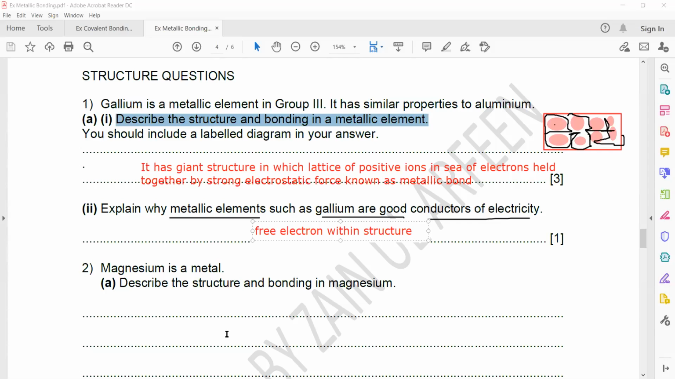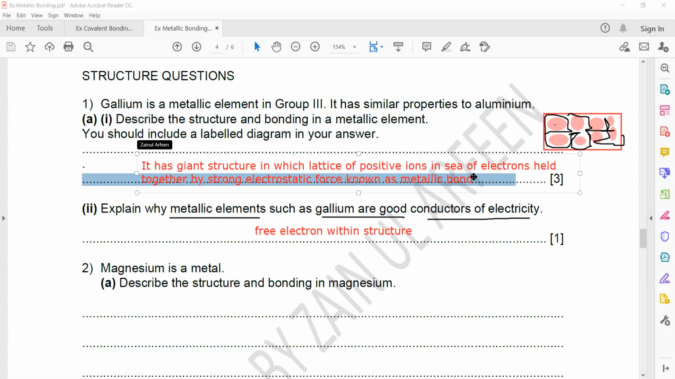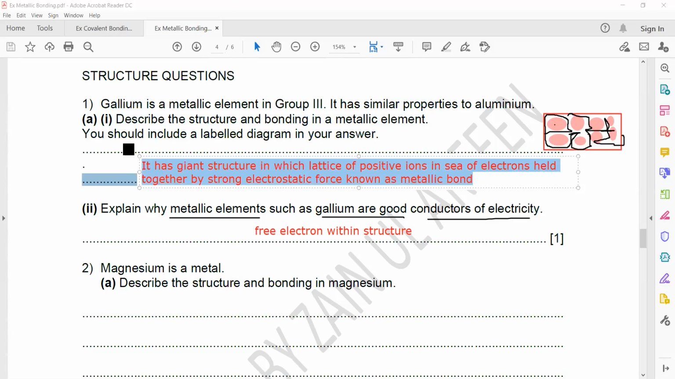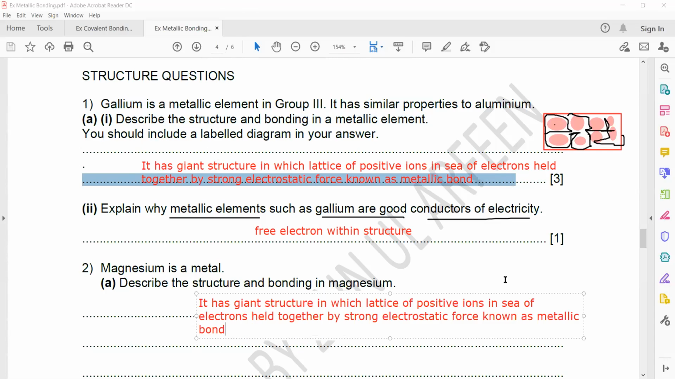Then describe the structure and bonding in magnesium. Same answer. Look, this is a fixed answer for all the metals. They have the identical structure. So you will just mention the same, that it has a giant structure in which the lattice of positive ions in a sea of electrons is held together by a strong force known as metallic bond. Is it clear?